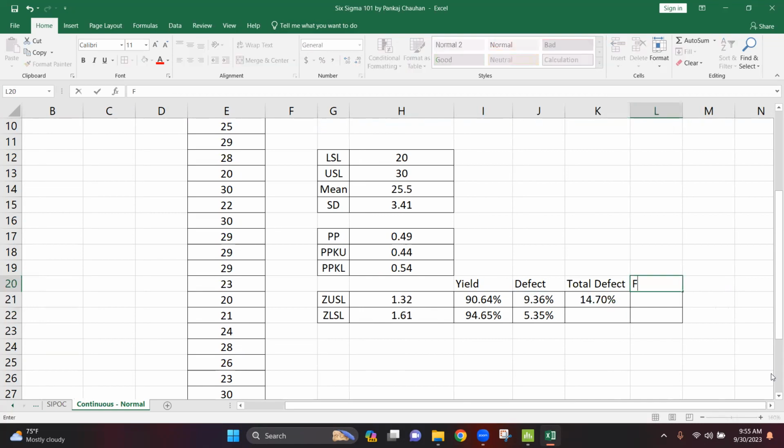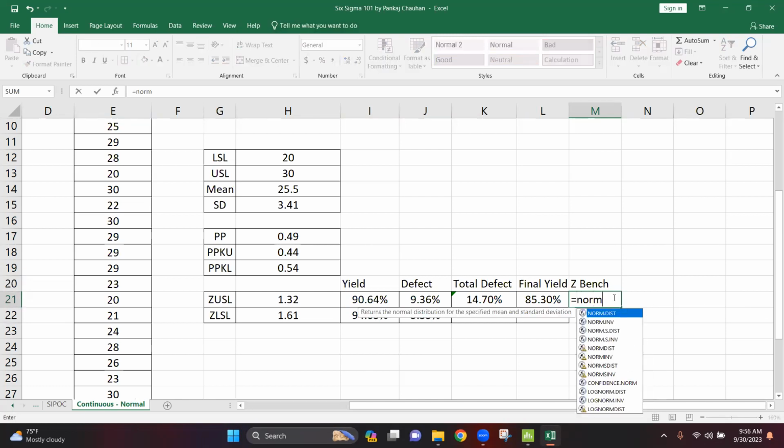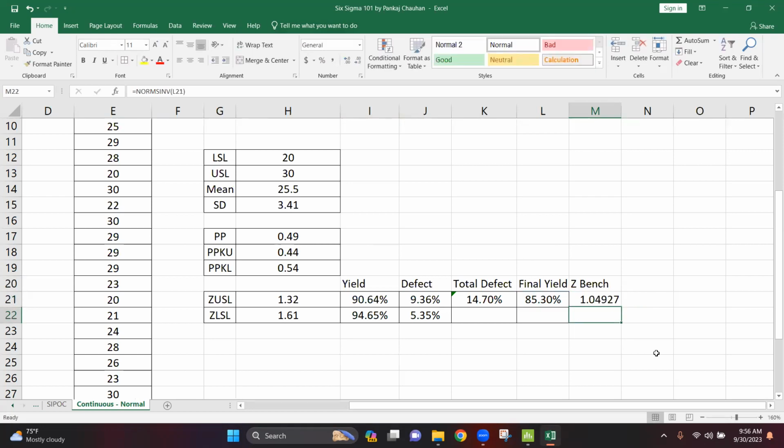So what is my final yield without any defect? Final yield will be 100% minus total defect, which is 85.30. If 85.30 is your final yield, what is your Z bench, the sigma level for the long term? Here the standard deviation we use is the one for the long term. This can be converted with the formula NORM.S.INV. For 85.30, the sigma level will be 1.04. So we got the values PP, PPKU, PPKL, ZUSL, ZLSL, yield, and defect 14.70.